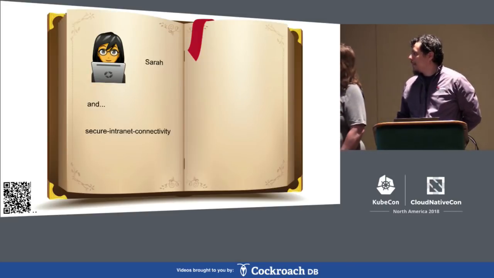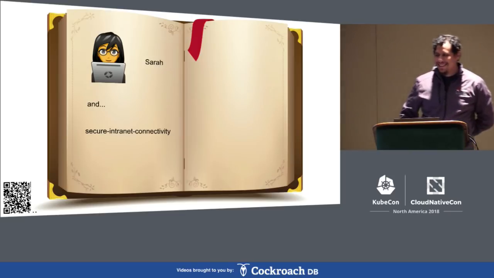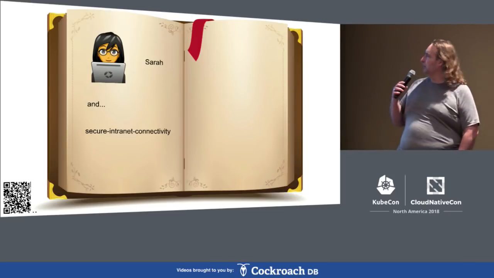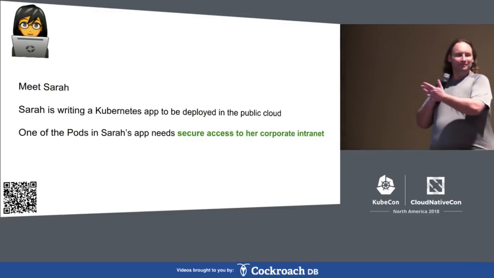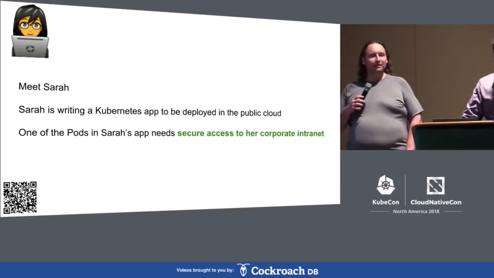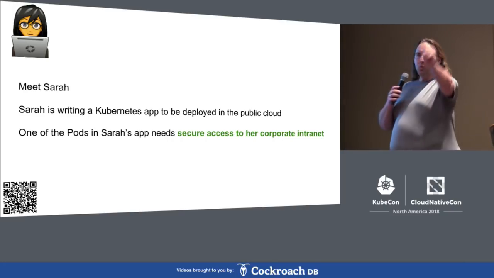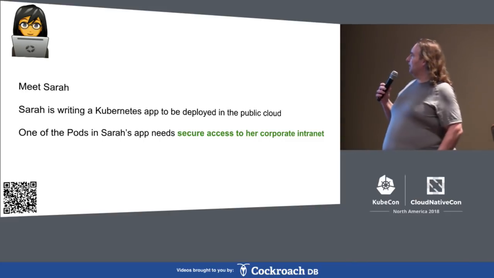Meet Sarah. We have Sarah and the Secure Internet Connectivity, version 2. Humans like stories, so we're going to tell you a story. Think of it as a bedtime story with a little bit more packet than normal. Sarah is writing a Kubernetes app that she wants to deploy in the public cloud, and one of her pods, not the whole cluster, one of her pods needs secure internet connectivity.